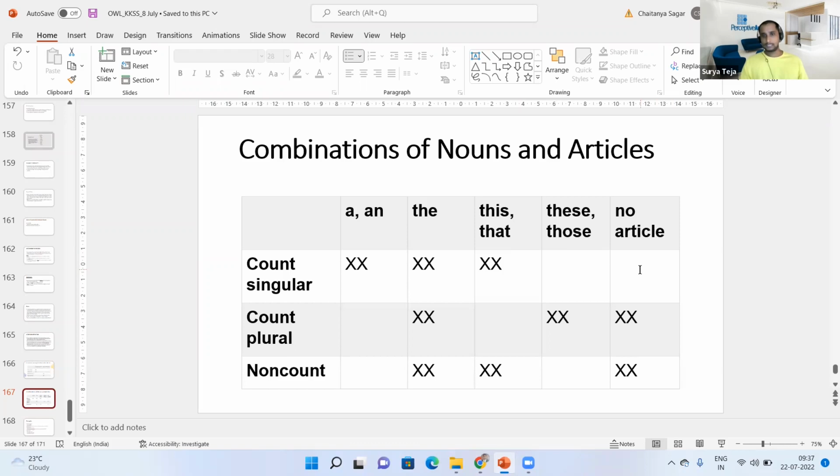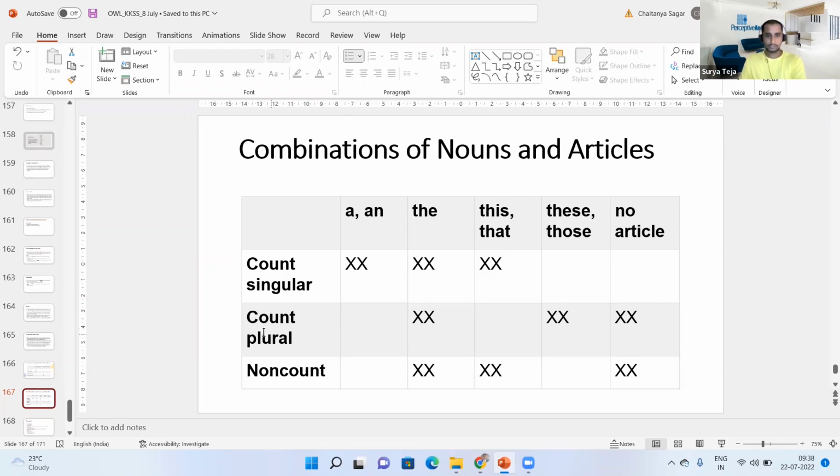And no article, as I said, a singular count noun cannot start a sentence. It always needs the support of an article. If not starting the sentence, at least in the middle of the sentence also, it has to have the support of an article. So no article is not a right rule to be used for a count singular noun.